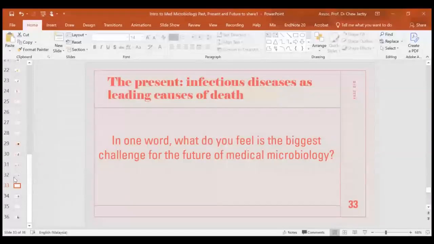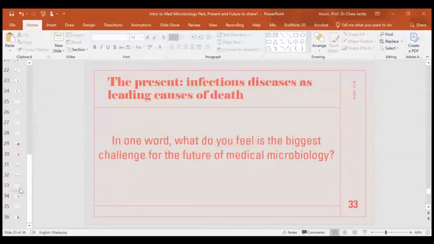So in one word, what do you feel is the biggest challenge for the future of medical microbiology? For me, I think it is preparedness. So all of us have to work as a team.